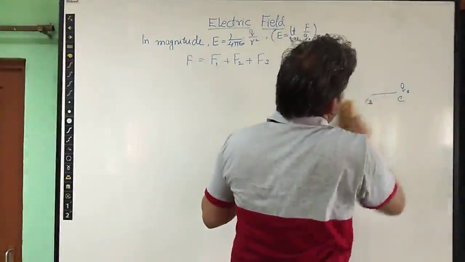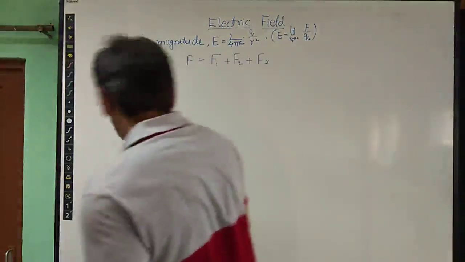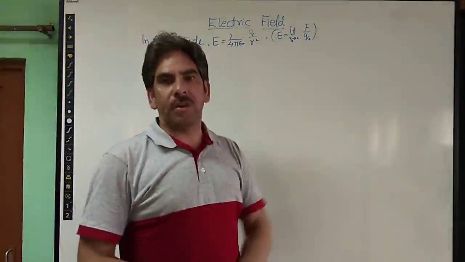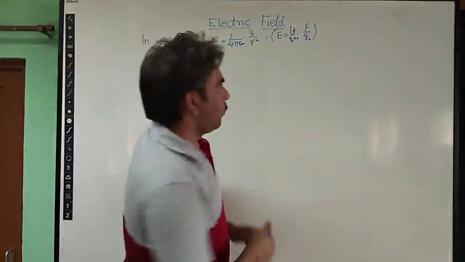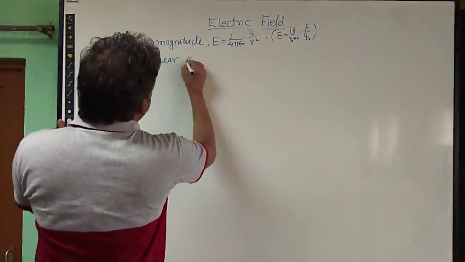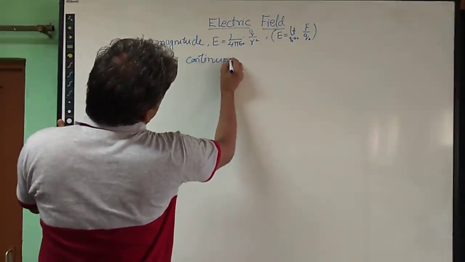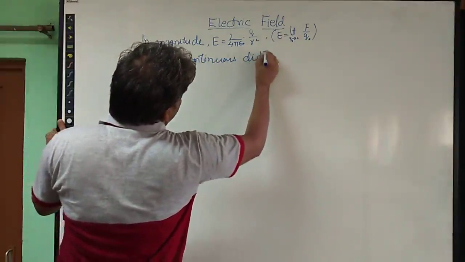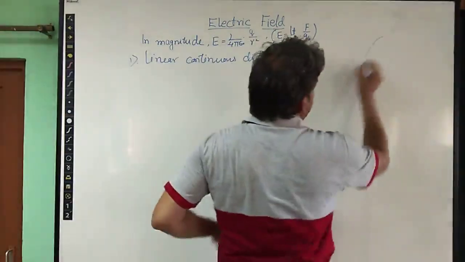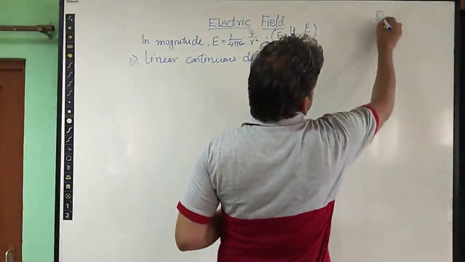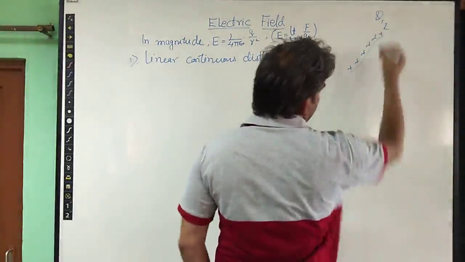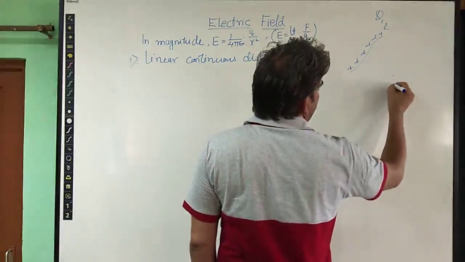This distribution may be in the form of a line, a surface, or a volume. So first, let us take a linear continuous distribution of charge. Suppose that we have some length L over which some charge Q is distributed. What is the electrostatic force due to this length of charge at point O, for example?